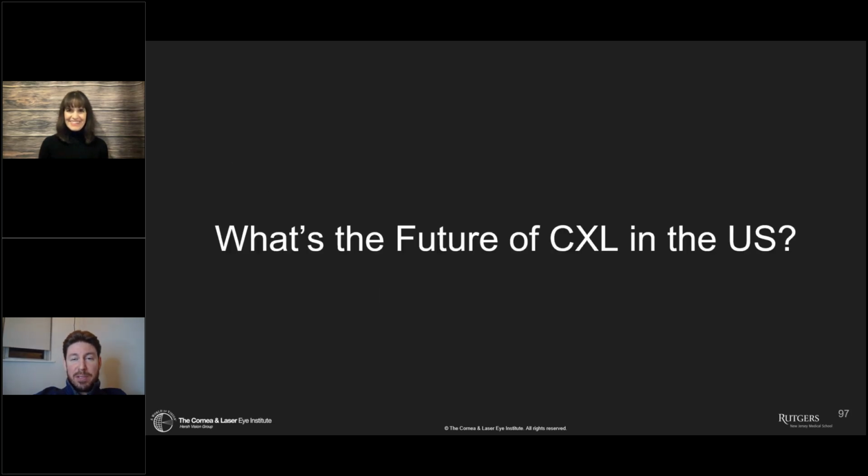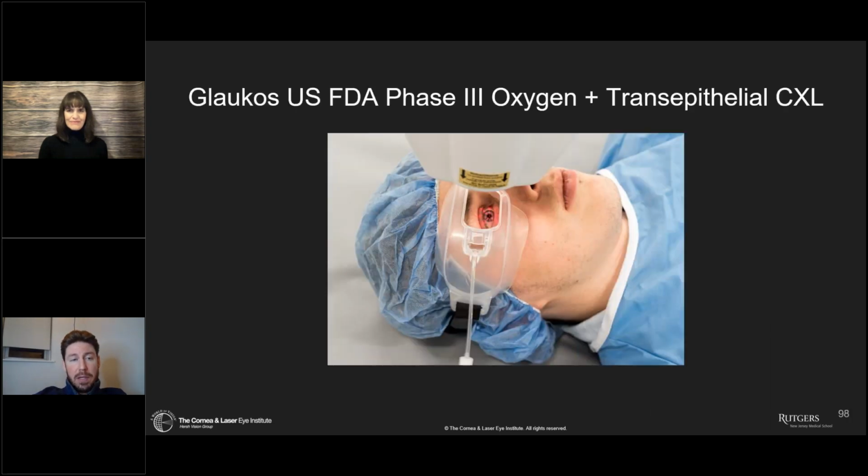So future of cross-linking in the US, there are 2 different versions that are going on. This is the one that had top-line data presented. The publication was just released. Essentially what we're looking at here is the use of oxygen saturation goggles, these boost goggles, and a transepithelial approach. Now this has been submitted to the FDA, but that does not mean that it is approved by the FDA. So do not wait around for this to be approved to give your patients an option for cross-linking. Use what's available right now. This may be a good option in the future, but it is something that's going on. You should be aware of that.